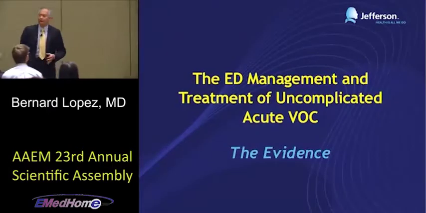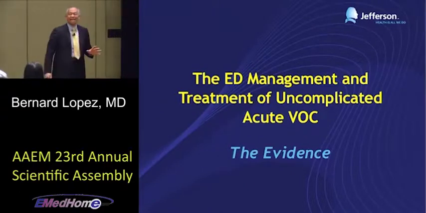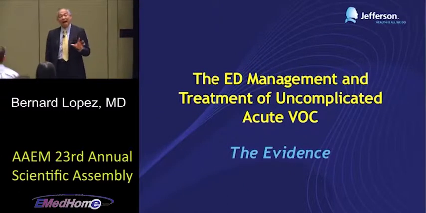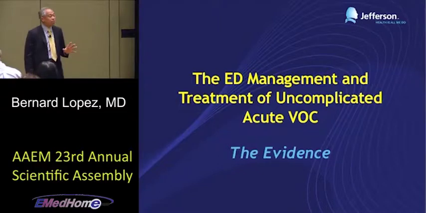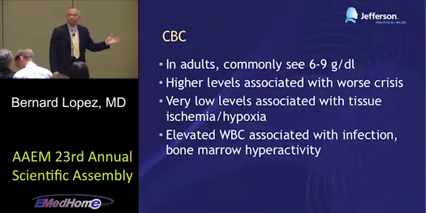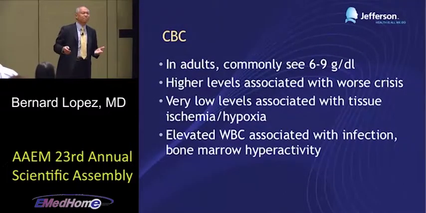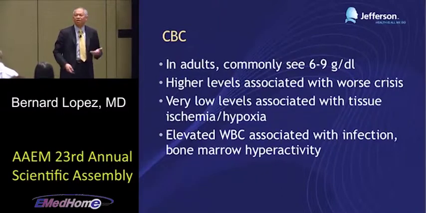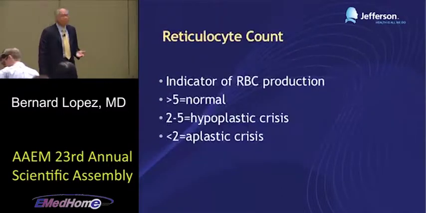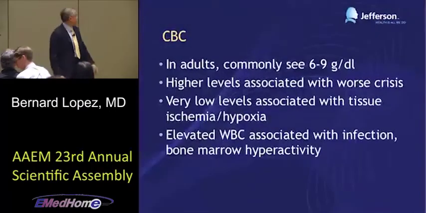All right, how do you take care of the uncomplicated? So that's what you're looking for. How do you take care of the patient that comes in saying, I have pain, I have my sickle cell pain, I don't have anything else? Many of you get a CBC, reticulocyte count fairly regularly. If you're not really familiar with the patient, you should get a CBC and a reticulocyte count.